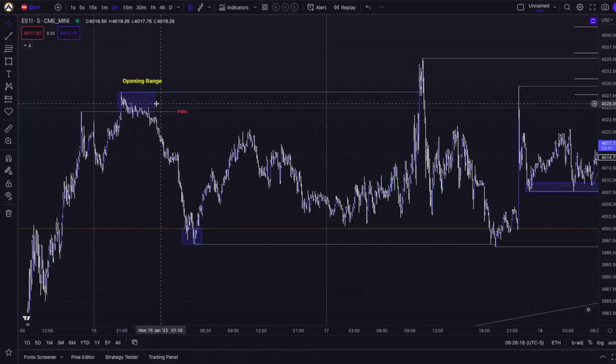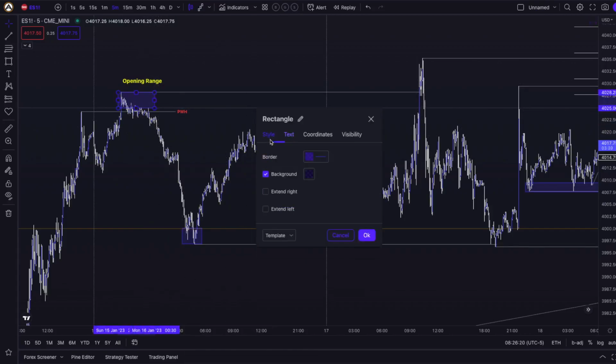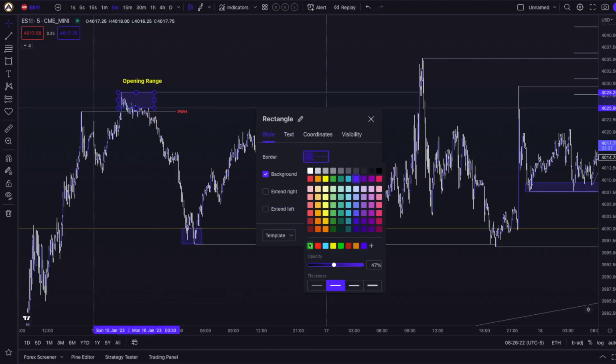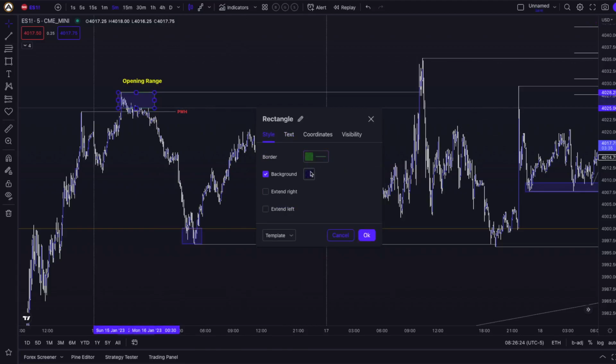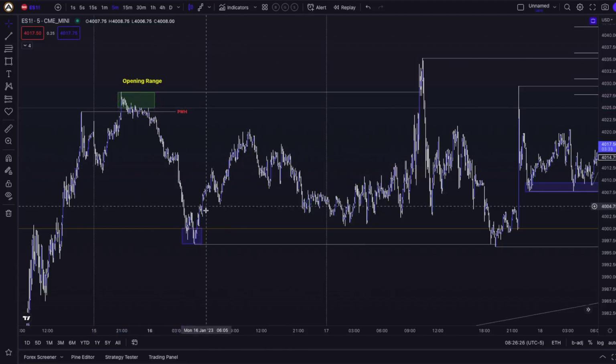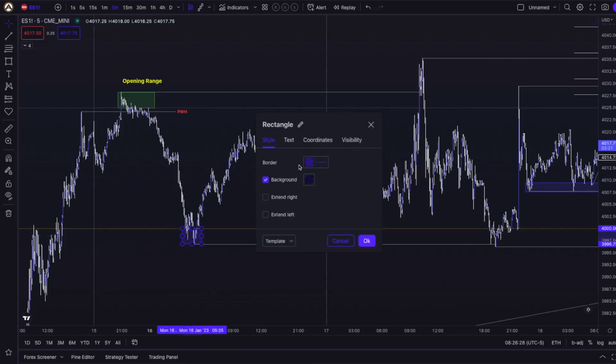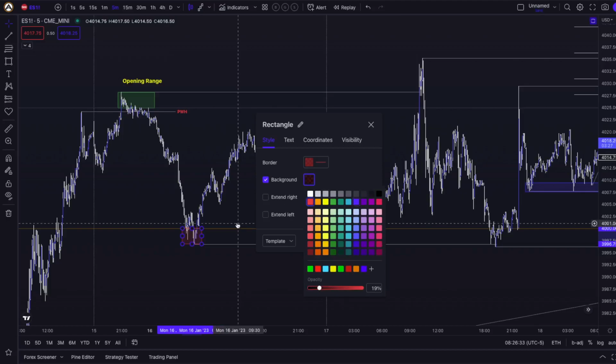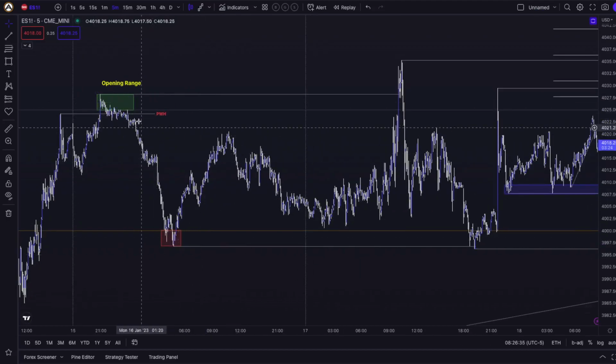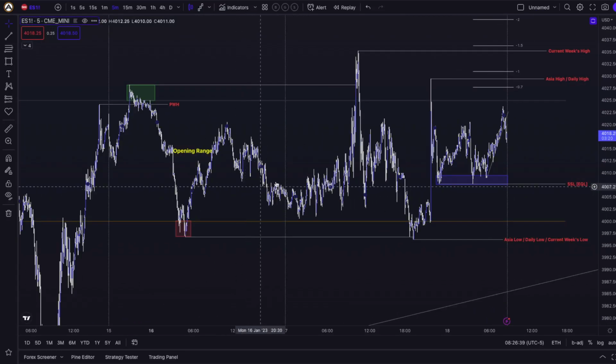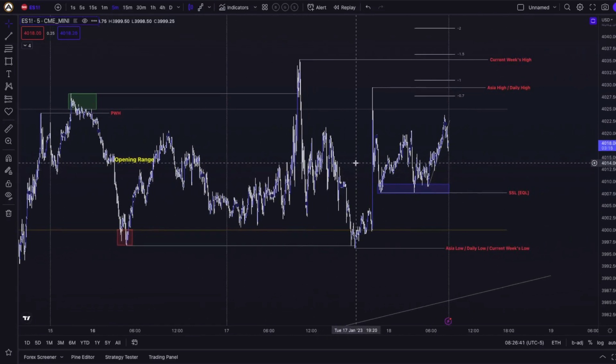So let me draw this up and we're going to highlight this with a green color for bulls being trapped long into the market above a previous day high, referred to higher time frame traders here. And we're going to color this as red. So this is our opening range right here formed on Monday. We extended this range now on Tuesday.